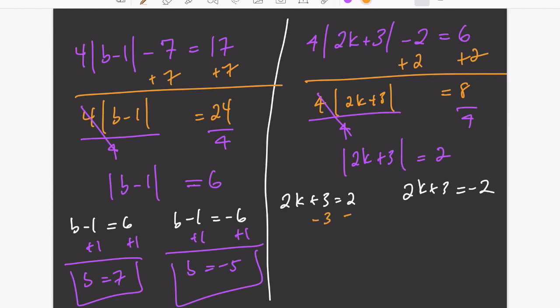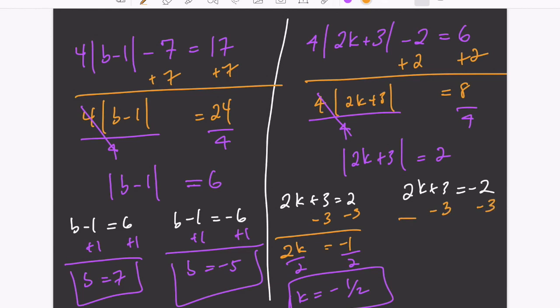So let's subtract 3 from both sides. 2k is equal to negative 1. Divide by 2, right? And you get k equals negative 1/2. And there's nothing wrong with fractions. All right, over here, same steps. Notice we're doing the same steps on both sides because you have the same equation. You just have a different possible solution. So we're still going to have 2k equals negative 2 minus 3, negative 5. Same thing, divide by 2, divide by 2. And you get k equals negative 5/2, or that's really negative 2.5.